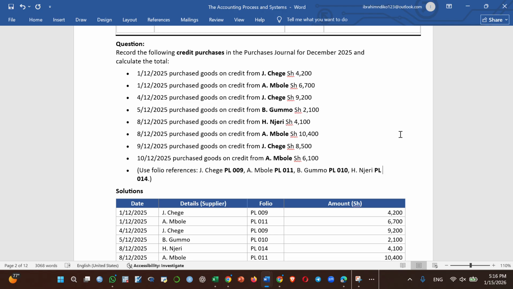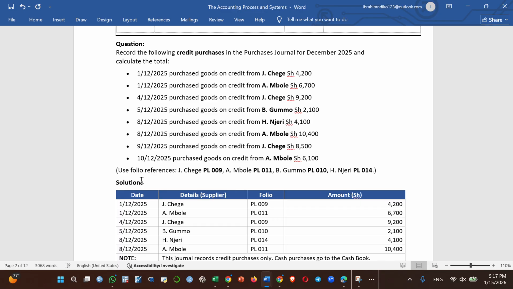Also on 1st, there was a purchase of goods on credit from A. Ambole, 6,700. On 4th of December, they also purchased goods on credit from J. Chege, 9,200. On 5th of December, there was a purchase of goods on credit from Ngumo, 2,100. On 8th of December, there was a purchase of goods on credit from Jerry. Then also on 8th, a purchase on credit from Ambole. Then on 9th, from J. Chege. Then on 10th, also from A. Ambole.